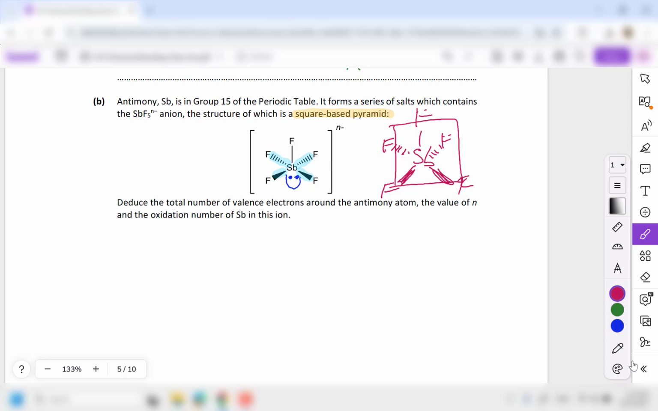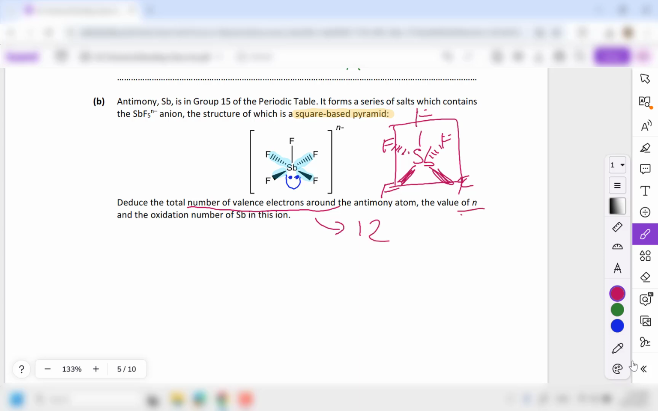It's like a square-based pyramid with the tip pointing towards you. Now you turn it 90 degrees, with 2 F towards you and the other 2 F away from you. With this in the picture, now we're supposed to deduce the number of valence electrons around antimony, the value of n and the oxidation number of antimony in this ion. So if you do a quick count, 5 bonding electron pairs and 1 lone pair, the total number of valence electrons here will be 12.